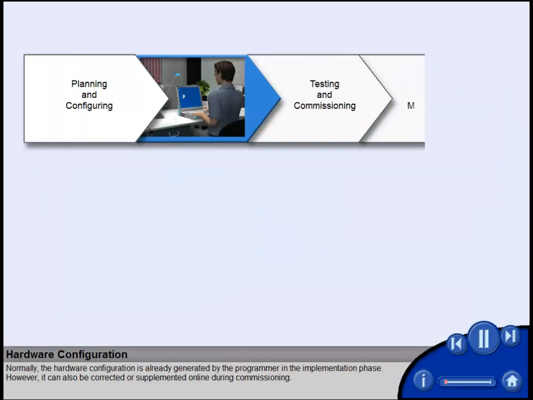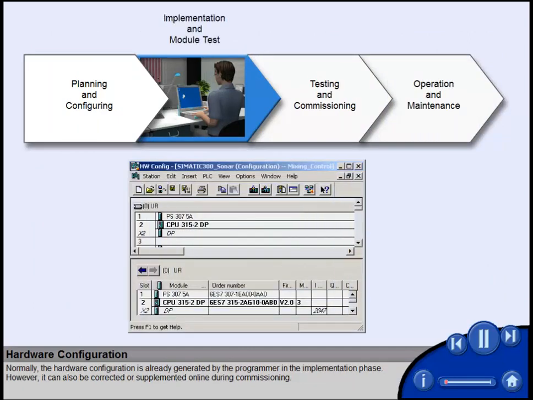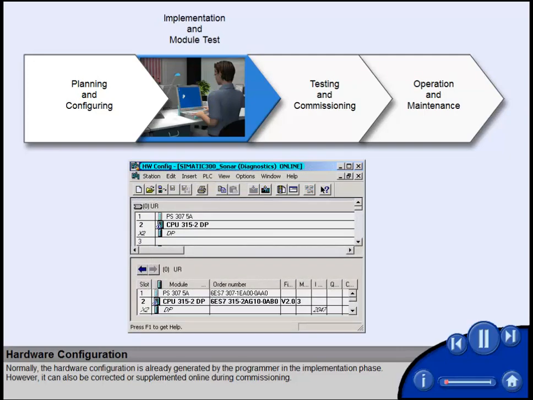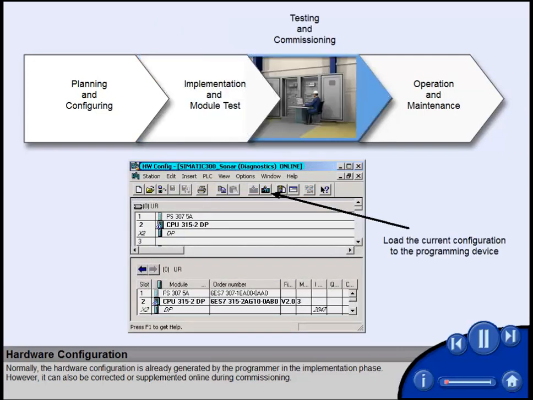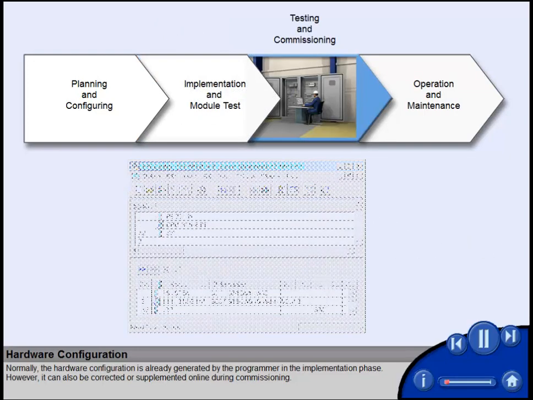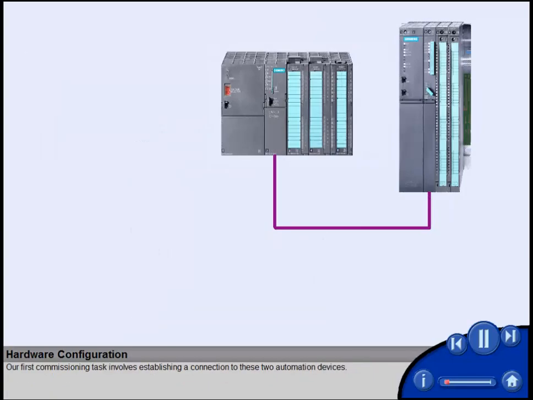Normally, the hardware configuration is already generated by the programmer in the implementation phase. However, it can also be corrected or supplemented online during commissioning. Our first commissioning task involves establishing a connection to these two automation devices.